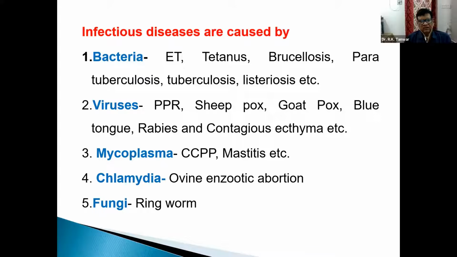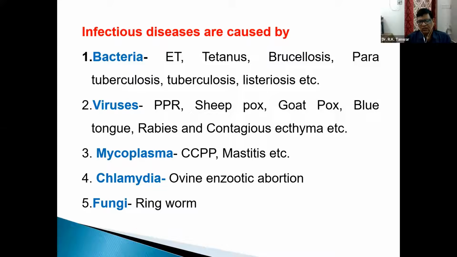Then, just for reference, in sheep and goat, what are the infectious diseases caused by various bacteria? In our area, we have a large outbreak every year of enterotoxemia, and sporadic cases of tetanus. Brucellosis is also a major problem in the sheep population. Paratuberculosis in our area is also a problem. Tuberculosis, some sporadic cases we have seen, because in human beings this is a problem.